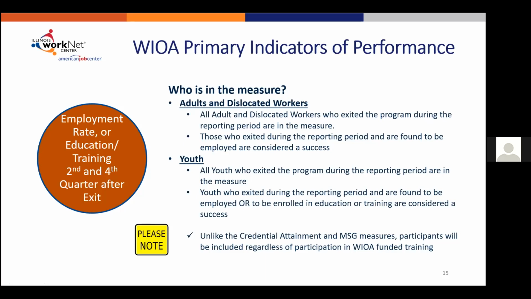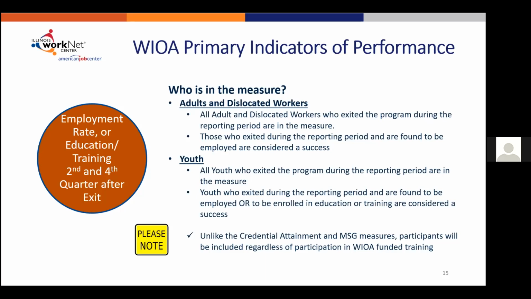So same for youth. All youth who exit your program, who have been participating, will be counted in the measure no matter what, except for the exclusions we'll talk about. And then again, the youth who exited in any reporting period and are found to be employed, or they have this extra way they can be counted as a positive, which is an education or a training, and they are your successes. So basically, everyone who you enroll is going to count in your measures here.